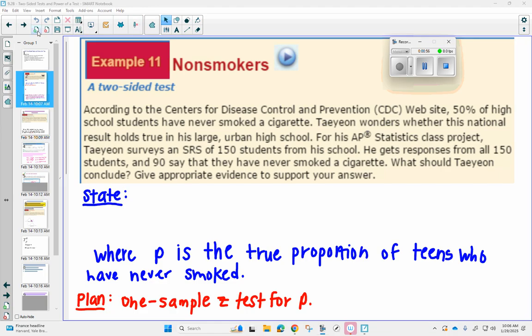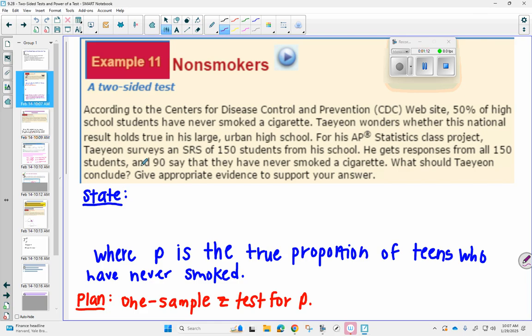So is this a means or a proportions problem, guys? It's biased because people aren't going to tell you the truth? Well, hopefully you do an anonymous survey so people will be a little more comfortable, but they might lie. All right, you can talk about that in your results.